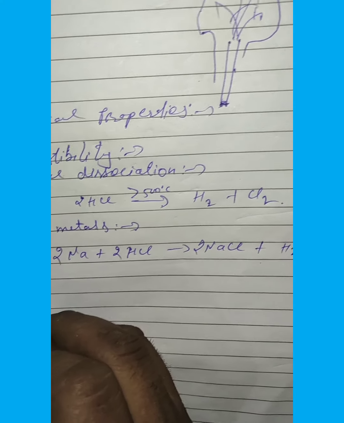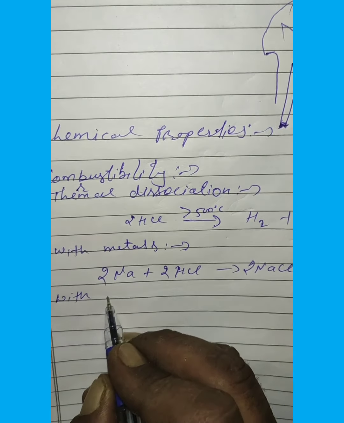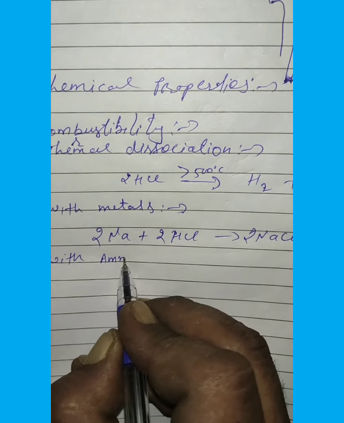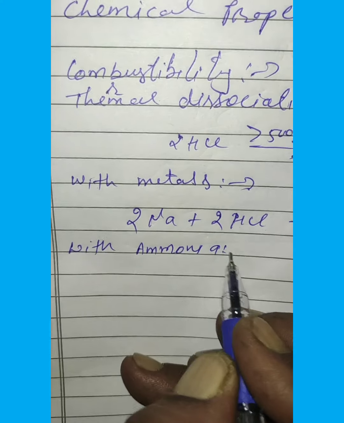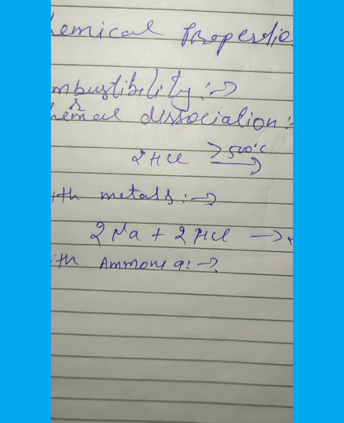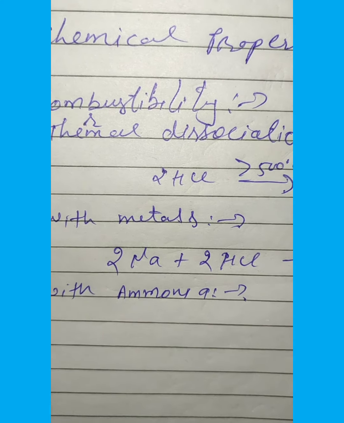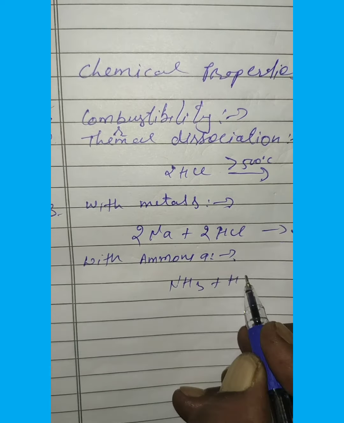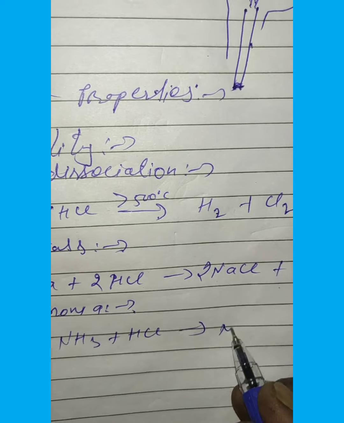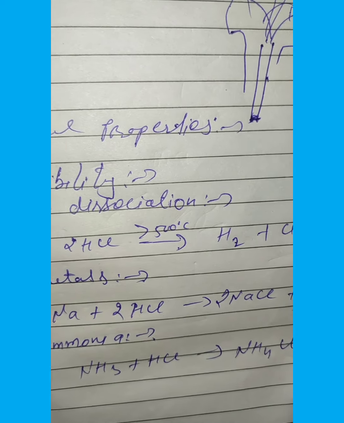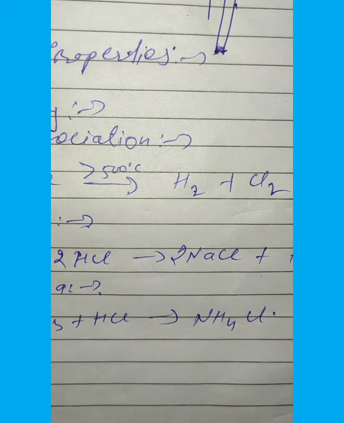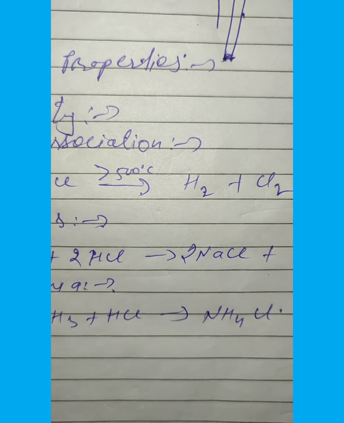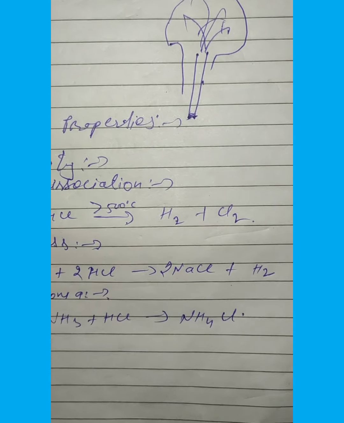Now reaction with ammonia. It combines with ammonia to form dense white fumes of ammonium chloride. NH3 plus HCl produces NH4Cl, ammonium chloride. These are the chemical and physical properties of hydrogen chloride gas.